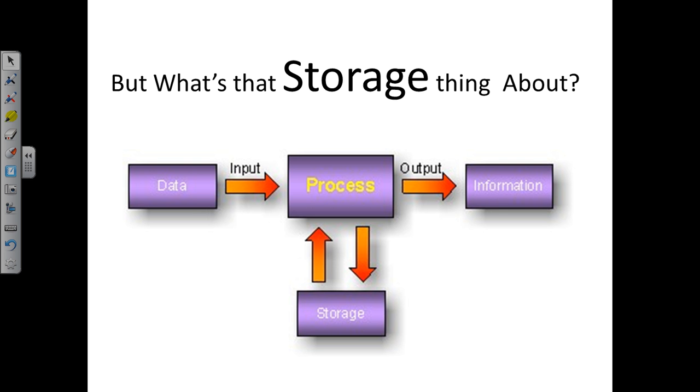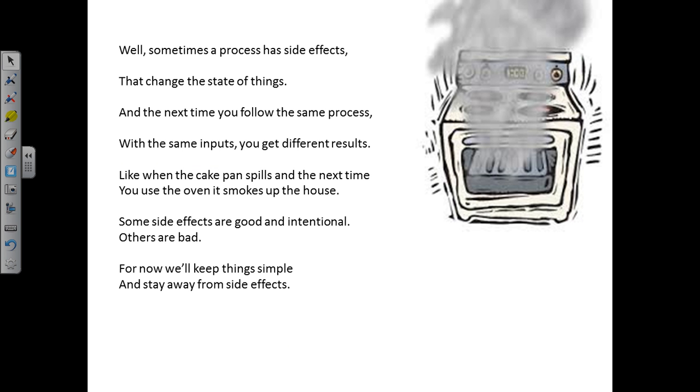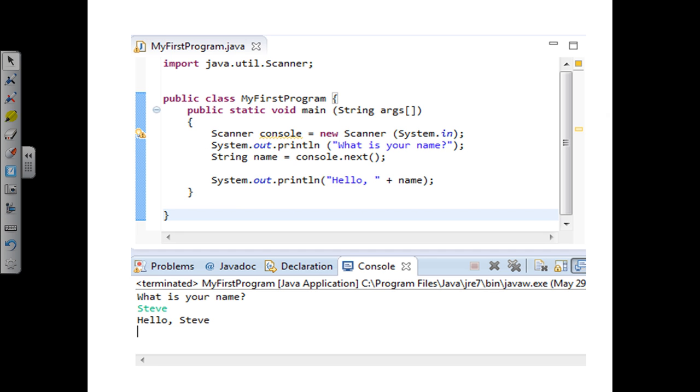What's that storage thing about? Well, sometimes a process has side effects that change the state of things. And the next time you follow the same process with the same inputs, you get different results. Like when a cake pan spills and the next time you use the oven, it smokes up the house. Some side effects are good and intentional. Others are bad. For now, we'll keep things rather simple and stay away from side effects.